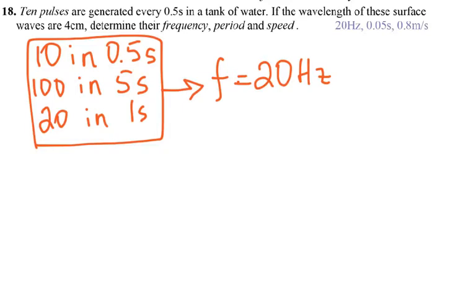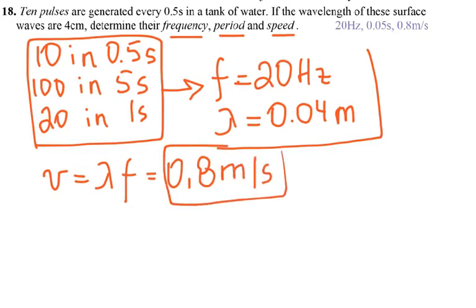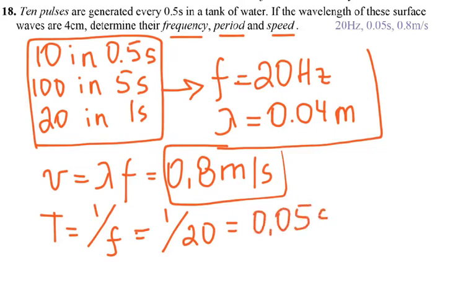Then the wavelength of these surface waves is 4 centimeters, that's 0.04 meters. Find the frequency, period, and speed. So the speed is the wavelength times the frequency, so that gives me 0.8 meters per second. The period is 1 over the frequency, so that's 1 over 20, so that is 0.05 seconds. And the frequency, I just found, is 20 hertz.